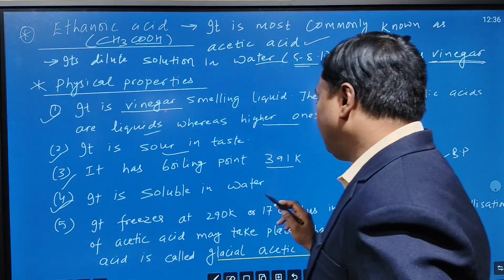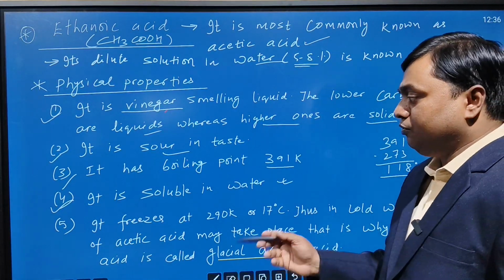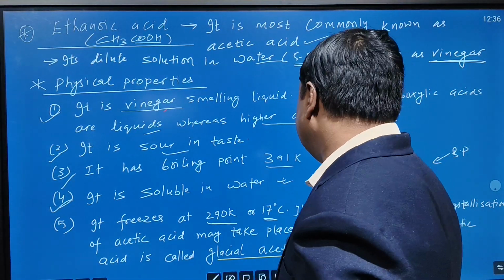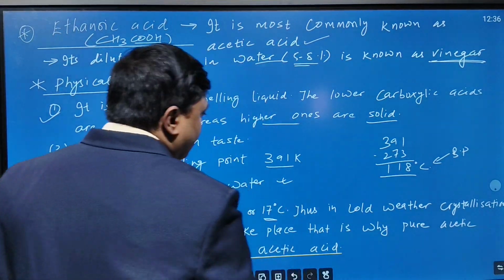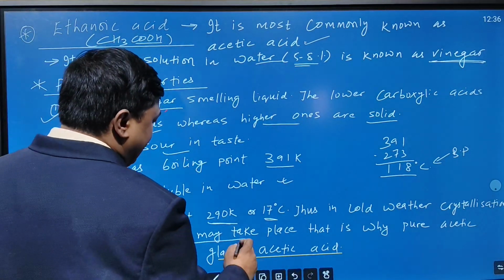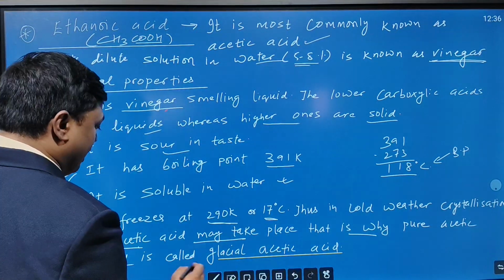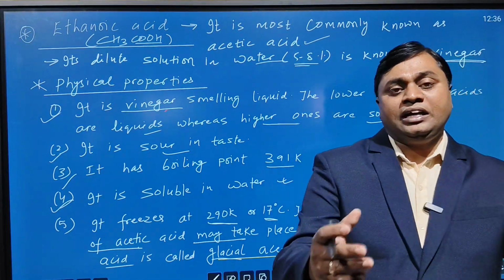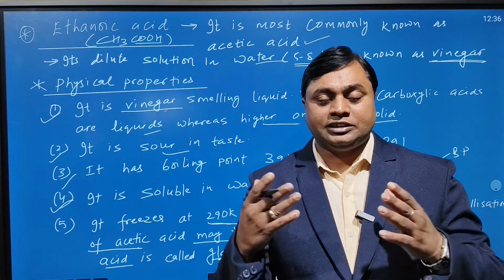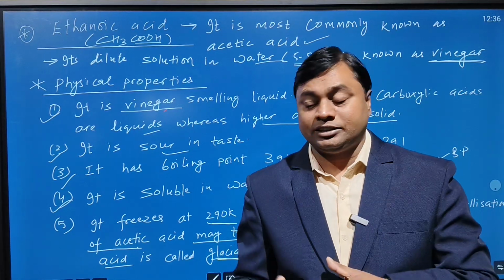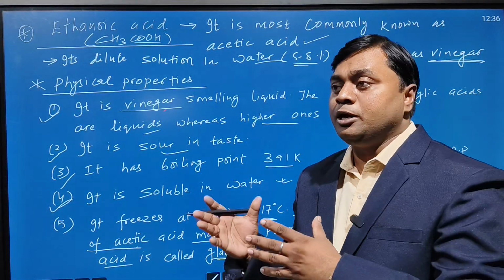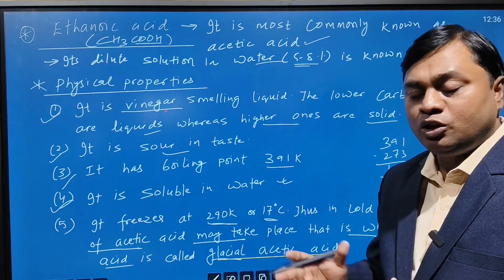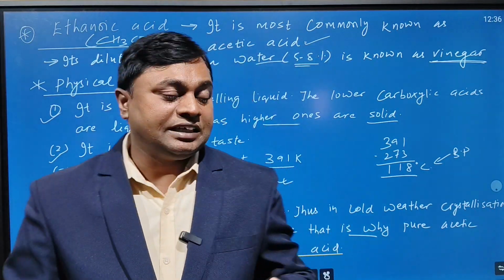Next, it is soluble in water in all proportions. Fifth, it freezes at 290 Kelvin or 17 degrees Celsius. Thus, in cold weather, crystallization of the acid may take place. That is why pure acetic acid is called glacial acetic acid. This question may be asked in the board exam. Why is ethanoic acid called glacial acetic acid? Because its freezing point is just 17 degrees Celsius, so in cold weather it crystallizes into solid. Yes or no? Because of that it is called glacial acetic acid.